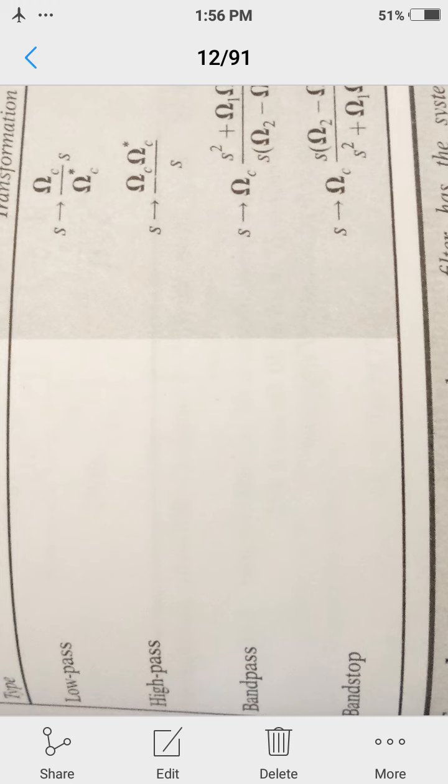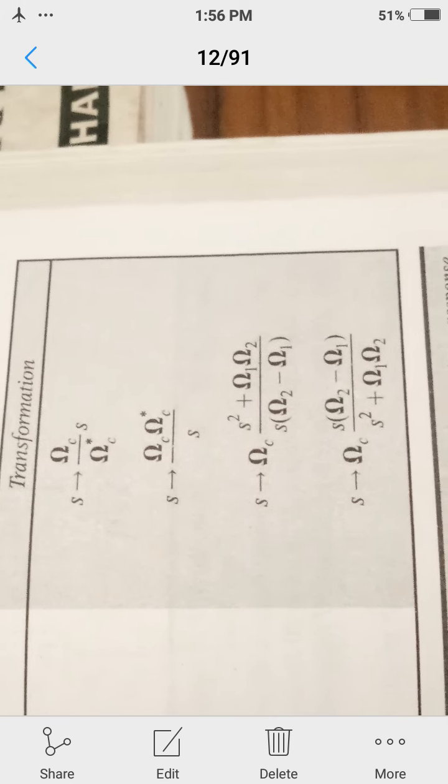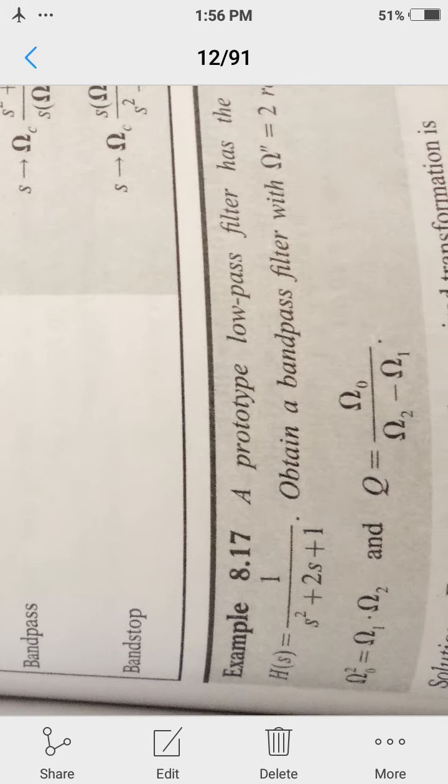So let us consider a numerical. A prototype low pass filter has the system response H(s) equal to 1/(s² + 2s + 1), and obtain a band pass filter with Ω0 equal to 2 radian per second and Q equal to 10. Now Ω0² is Ω1Ω2, and Q is equal to Ω0/(Ω2 − Ω1). This is the question.